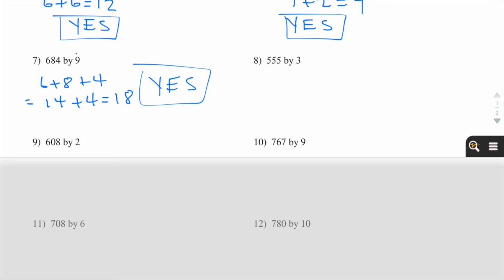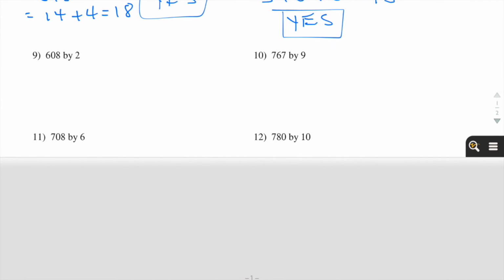Okay, number 8. Is 555 divisible by 3? Again, we add up 5 plus 5 plus 5. We end up getting 15. 3 goes into 15 evenly, so yes, 555 is divisible by 3. Number 9. 608 by 2. Because 608 is an even number, it is divisible by 2. Yes.